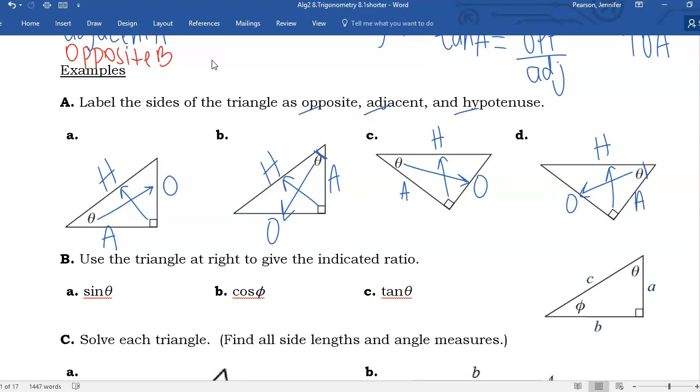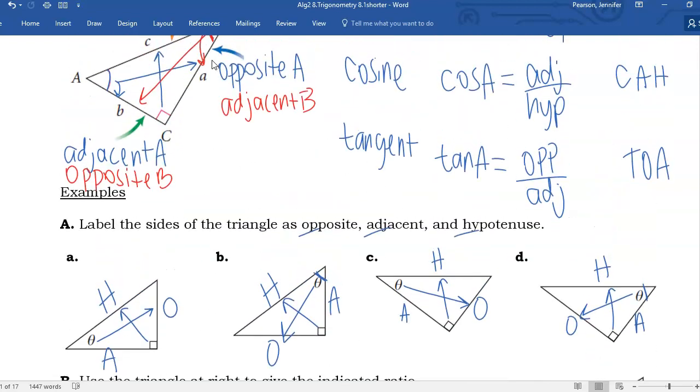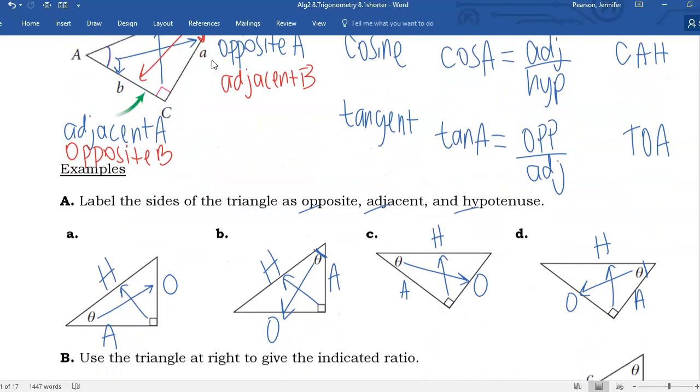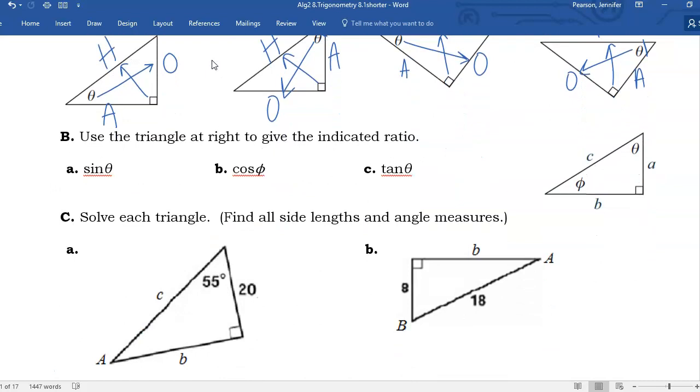Letter B, use the triangle at right to give the indicated ratio. So we got those ratios at top. Remember, sine is opposite over hypotenuse, cosine is adjacent over hypotenuse, and tangent is opposite over adjacent. So we're going to label those sides and then put them into some ratios, also known as fractions, right? So sine, I know, is O over H. I'm just going to write them down here so I can see them a little better. Sine is O over H, cosine is A over H, and tangent is O over A.